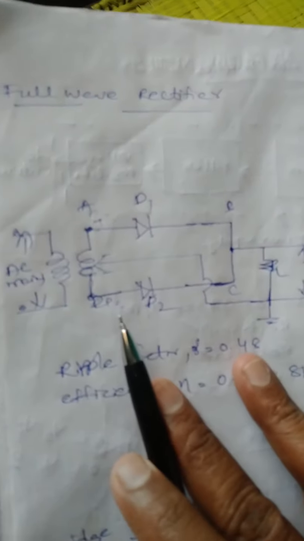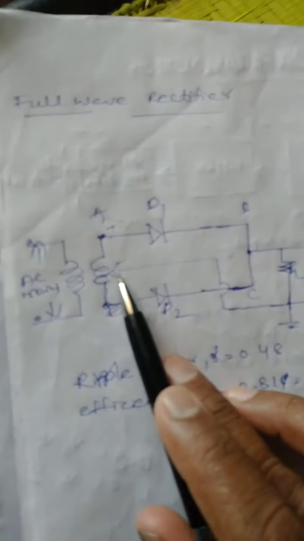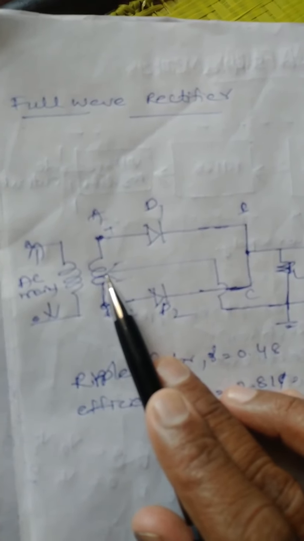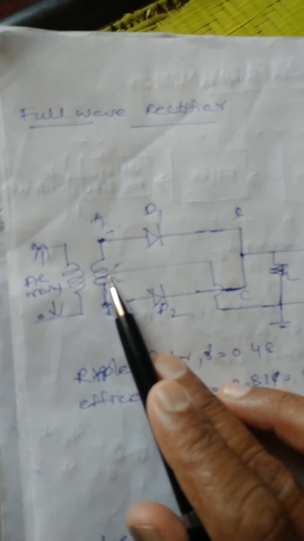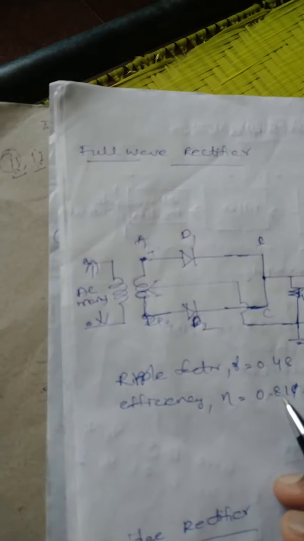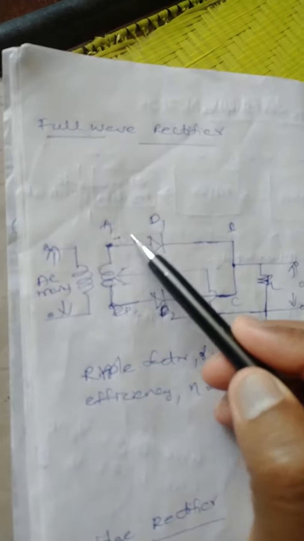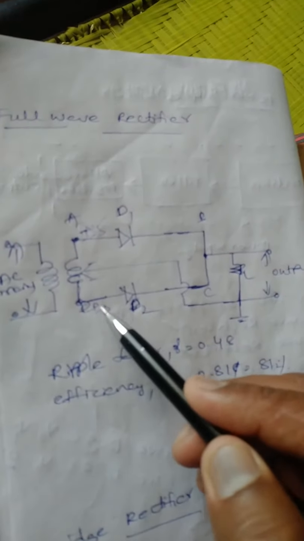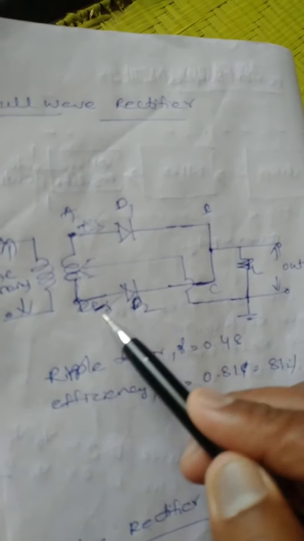center tap transformer here. You need to tap at the center point of your secondary winding. It is important: tapping should be done at the very center of the secondary winding. That is possible only with the help of the secondary of the transformer. Now, for example, 5 volts positive. For the positive half cycle, plus 5 will appear here, and minus 5 will appear here.